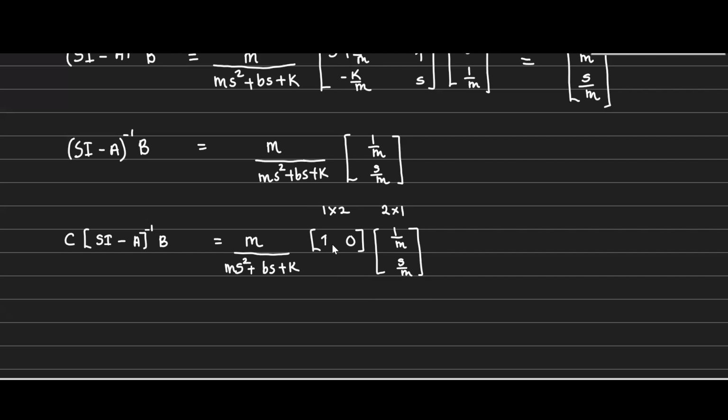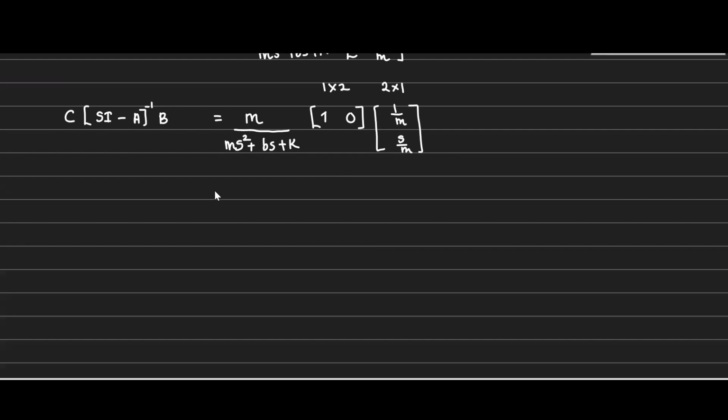So we have 1 multiplied by 1 over M, and then plus 0 multiplied by S over M. So the result of these two matrices will just be 1 over M. Okay, so you have M s squared plus b s plus k. Here we just end up having what? 1 over M. Okay, so at this point now, you can multiply M by 1 over M, isn't it?